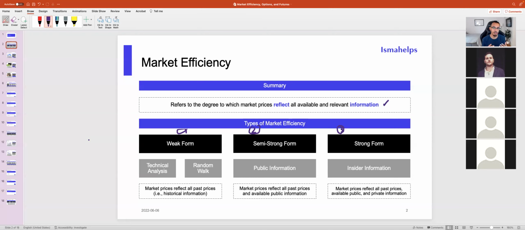Okay, amazing stuff. Now, let's try to break down this idea of a weak form market efficiency. In a weak form of market efficiency, there are two things that you want to look at. You want to look at this idea of technical analysis. That's something that's going to be totally related to the weak form, and we're going to talk about it more in a second. And then there's also this similar thought that's called the random walk.